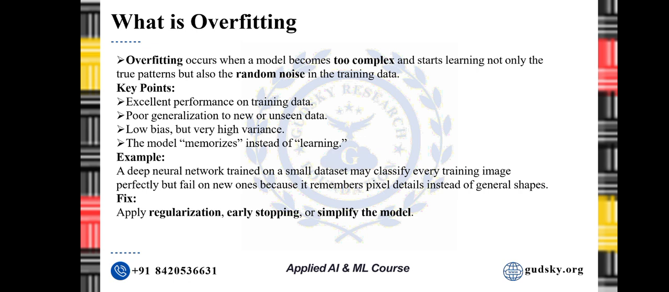Let's imagine another example. Suppose you are training a neural network to classify images of cats and dogs. Your dataset is small and the model is very deep. It might memorize every single pixel pattern in your training images. So when you show it a new dog picture, maybe taken in different lighting, it gets confused. That's classic overfitting.